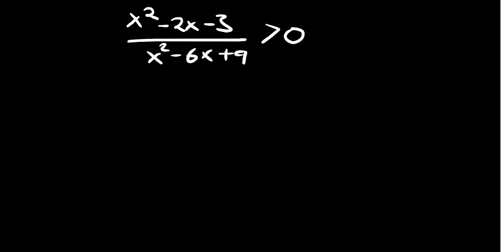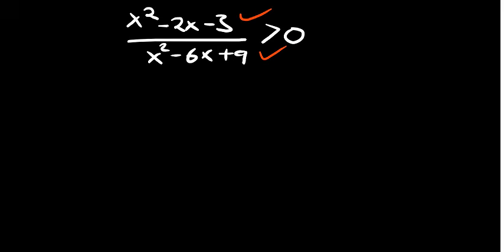Okay, how about this one? How would you solve that question? Okay, so we are dividing two quadratic functions. So we can try to factorize what we have. So what basically do we have?